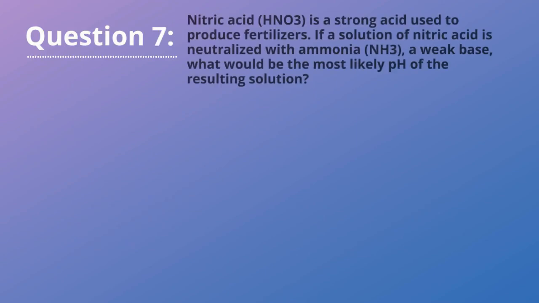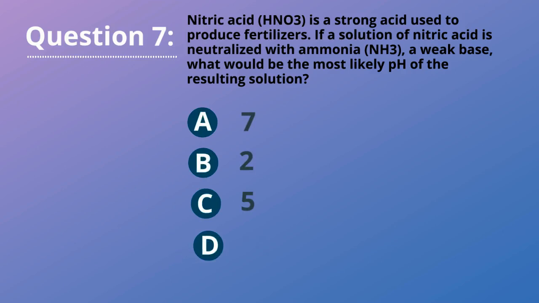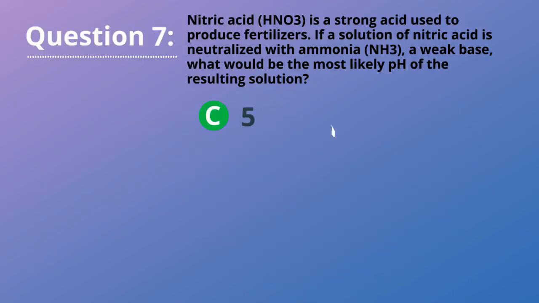Question 7. Nitric acid is a strong acid used to produce fertilizers. If a solution of nitric acid is neutralized with ammonia, a weak base, what would be the most likely pH of the resulting solution? A. 7, B. 2, C. 5, or D. 10? The correct answer is C.